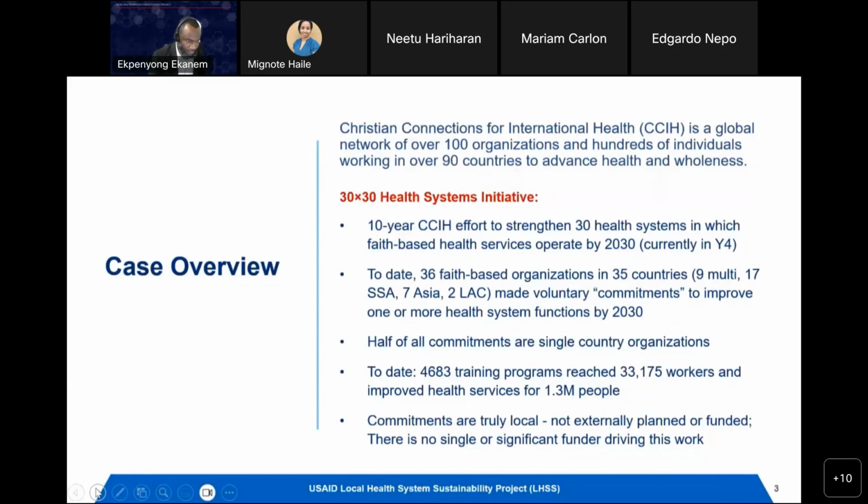These commitments are truly local. They're not externally planned or funded. We didn't start with a large foundation grant or a donor fund. We started by asking what difference we can make through our members in our network.